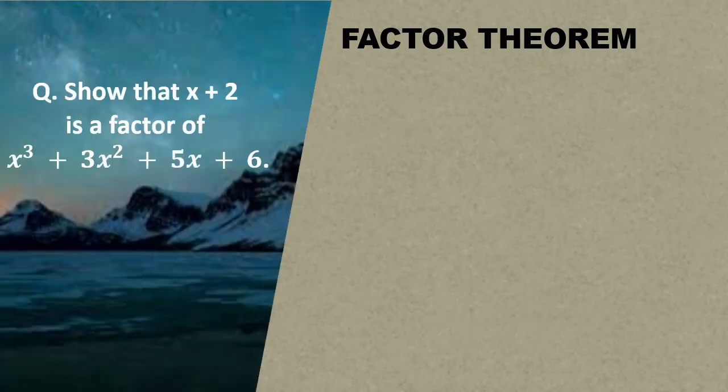Now we start a question based on the factor theorem. Show that x plus 2 is a factor of p of x, where p of x is given as x cube plus 3x plus 6. To show that x plus 2 is a factor of p of x, first we find the zero of x plus 2. Put it equal to 0. Then we get x equal to minus 2.